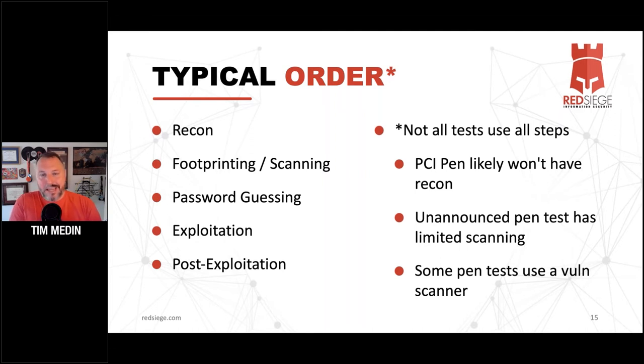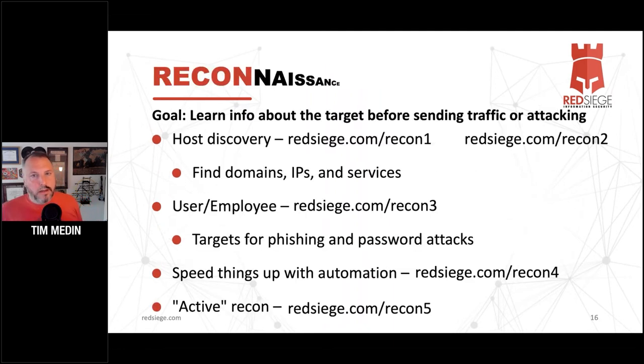If I've got a PCI pen test, and I'm looking specifically at the CDE and the segmentation, maybe there's no reconnaissance for that. Okay. If I want an unannounced test, if I'm trying to test the defender's detection and response capabilities, I might do limited scanning or no scanning, right? Maybe we'll use a vuln scanner. Maybe we won't. Again, it depends on the test. It's very much tailored.